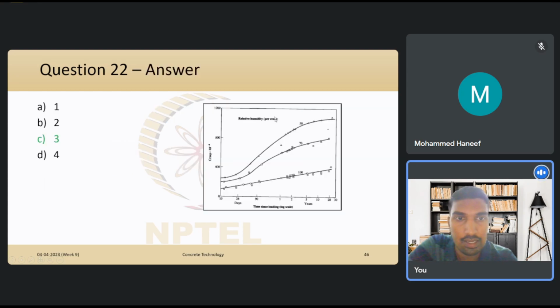So here is the graph that shows the effect of relative humidity. Again, lower relative humidity has a higher creep compared to a higher relative humidity, right? So therefore, the right option is option C, the matching 3.